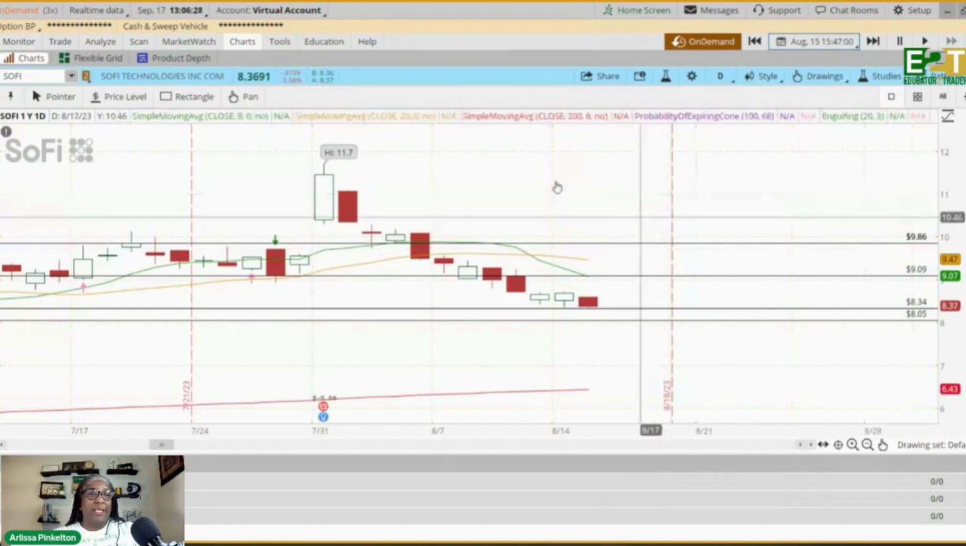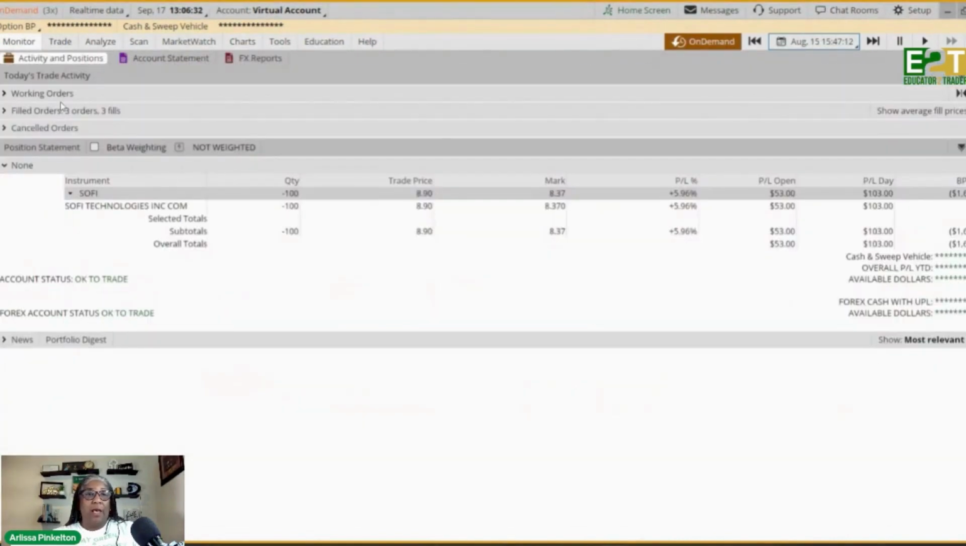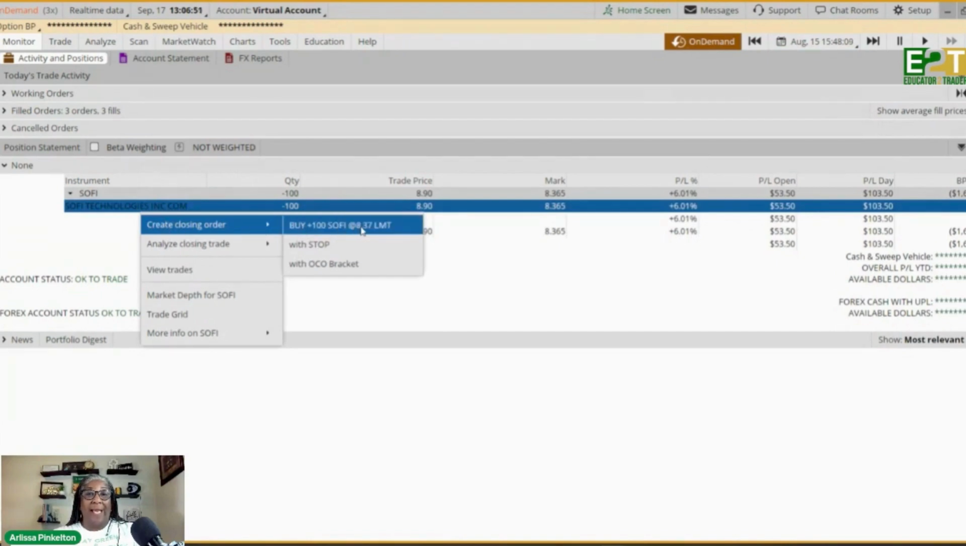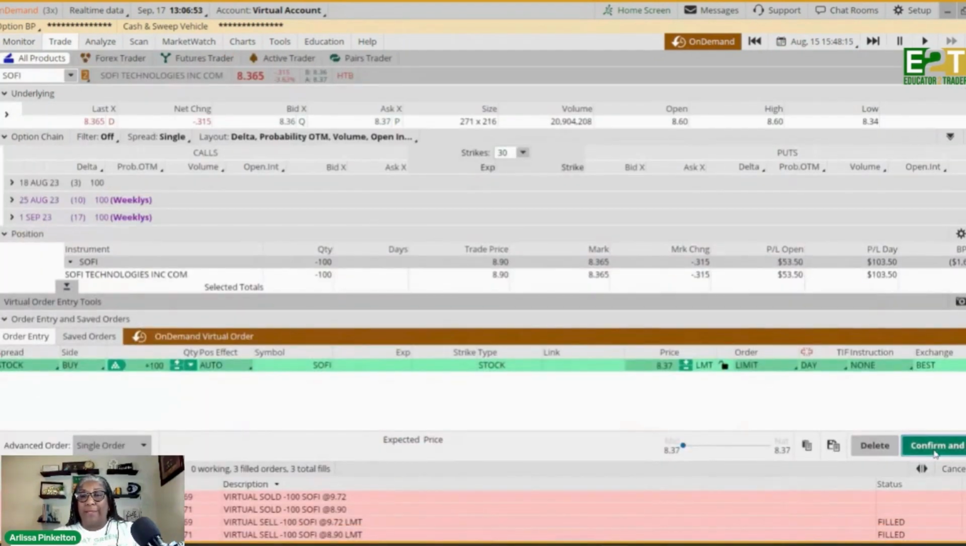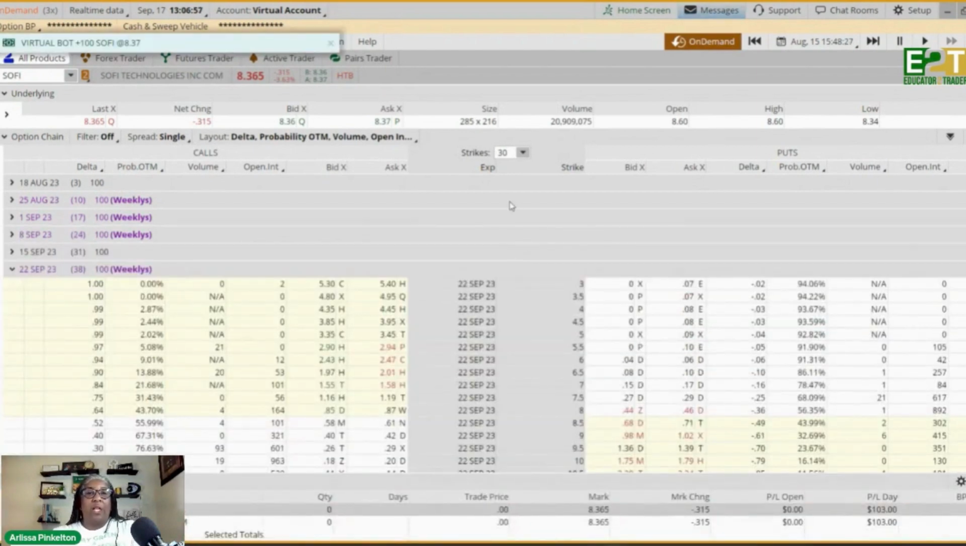As you can see here, SoFi is now at $8.36 on the 15th. If we look at our trade in the monitor tab, we can see that we entered for $8.90. It is now worth $8.37. We've now captured another $50 in this trade. Might be a good time to go ahead and turn it off. You select it, create closing order. You're going to buy it back at a lower price than what you borrowed it at and keep your $50.